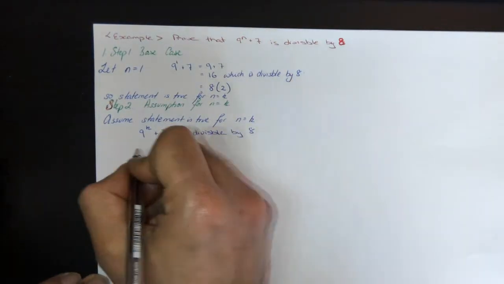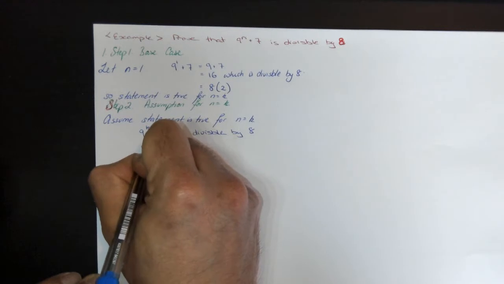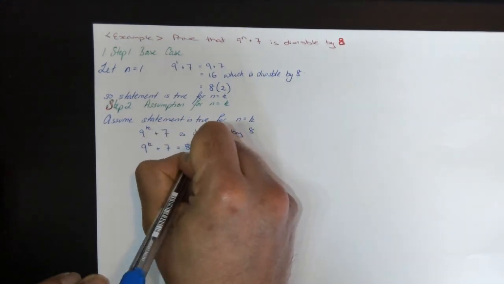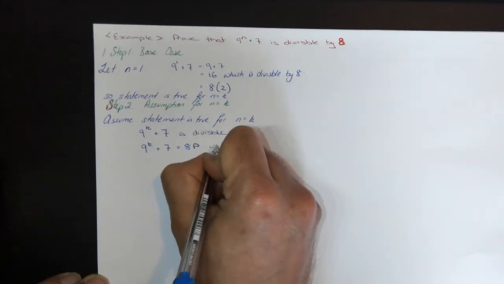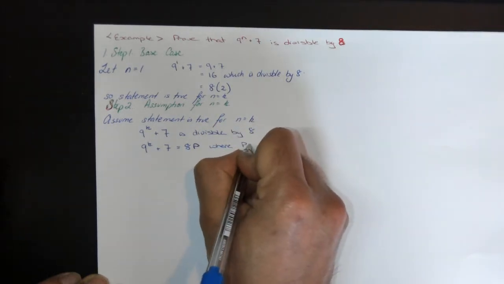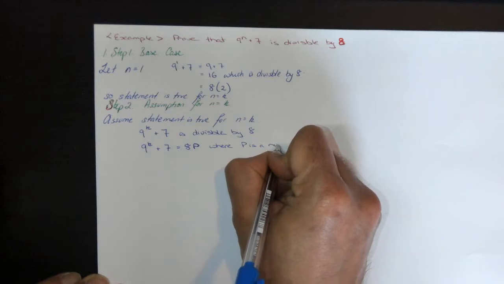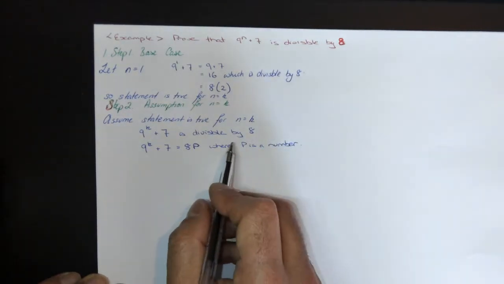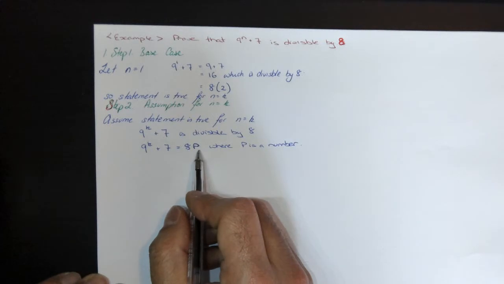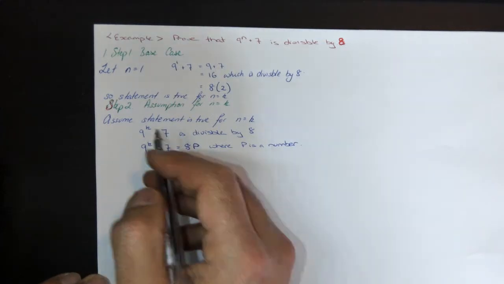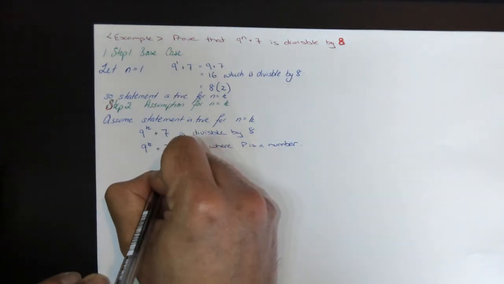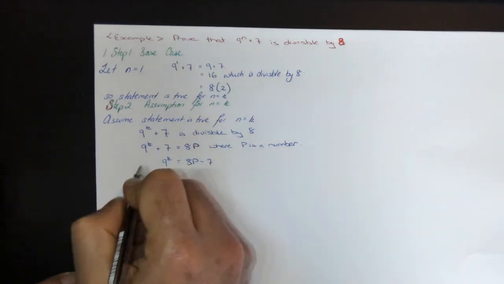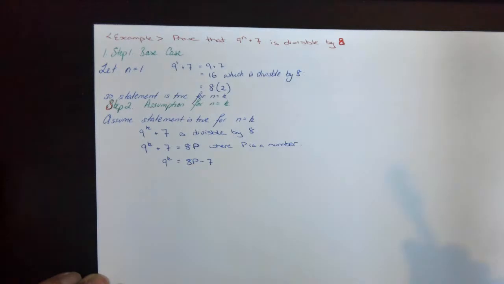And the way we can write that actually is we can write it as 9^k plus 7 is 8 lots of some number, because if you want something to be divisible by 8, well, it has to be a multiple of 8. That's what it means. And what I'm going to do is I'm just going to rewrite this as 9^k is worth 8p minus 7, making 9^k the subject.